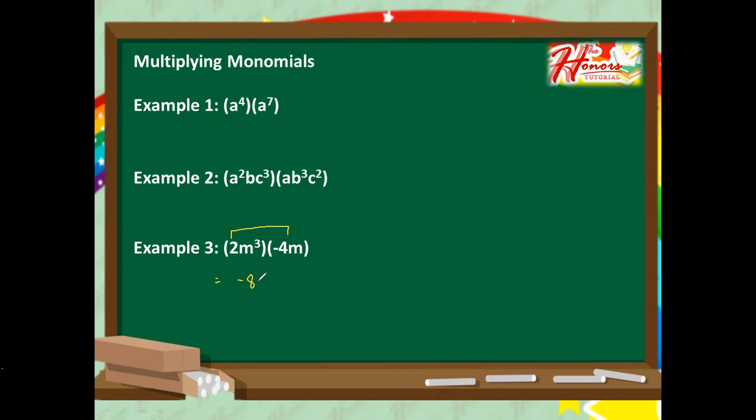And then same process with the variable together with its exponent. Please add the exponents because it is both inside the parentheses. So we have here 3 plus 1. Again, it is not written in there, but it is there. It is invisible. So the answer is negative 8 m raised to 4 because 3 plus 1 is 4. And that's it for number 3. Next.